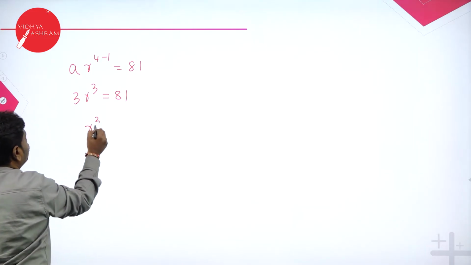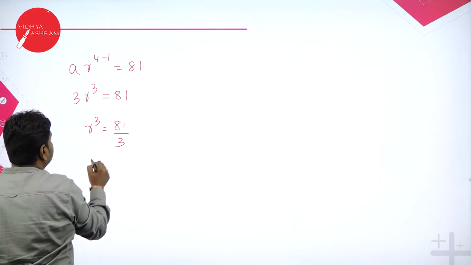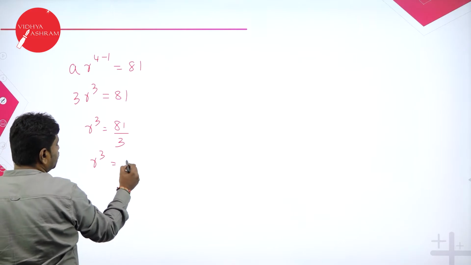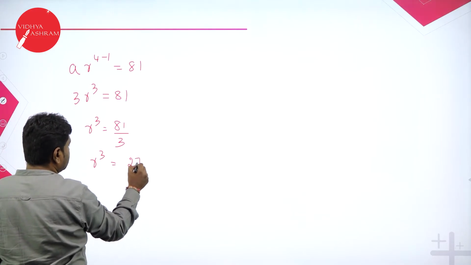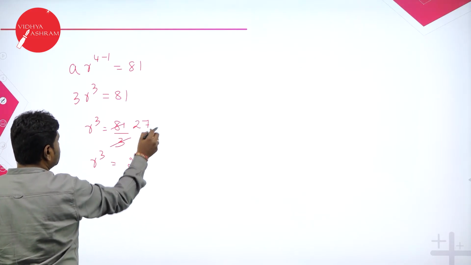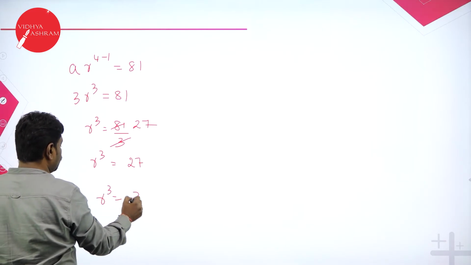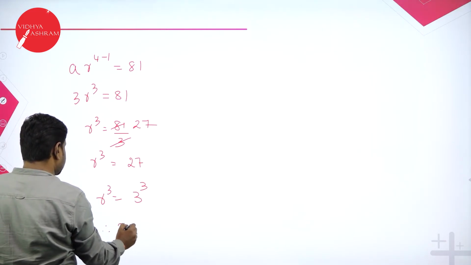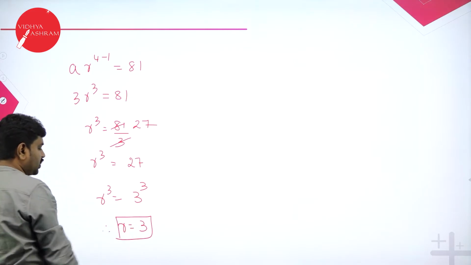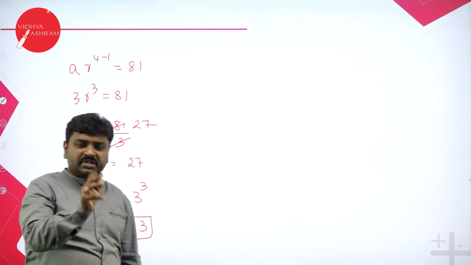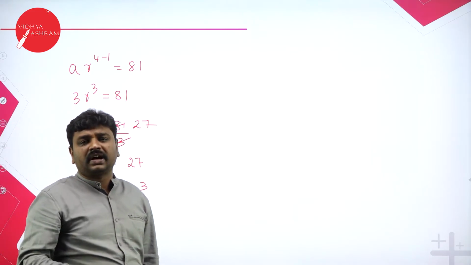So what is R cube? R cube is what? 81 by 3. 81 by 3 means 3 27s are 81, so it is 27. So I can write R cube is equal to 3 cube. So therefore by method of comparison, R is what? 3. Got the common ratio.